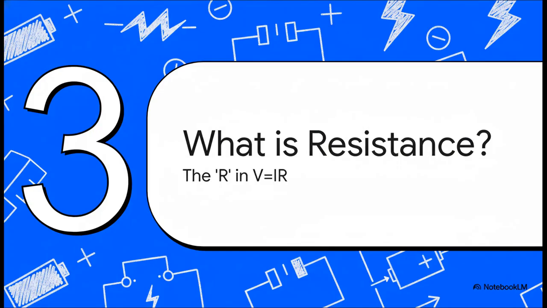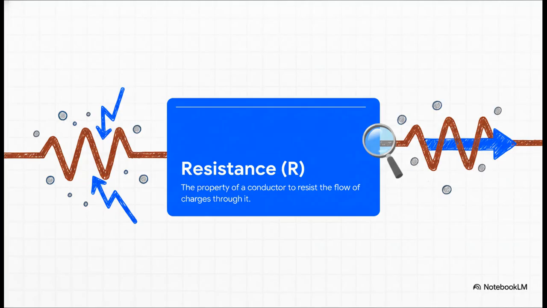So a new term has come up, R, or resistance. What exactly is this property? What do we mean by electrical resistance? Let's take a closer look. Well, the name itself gives us a very big hint. Resistance is the property of a conductor to resist, or to oppose, the flow of charges that are trying to pass through it. It's like an obstacle in the path of the current.